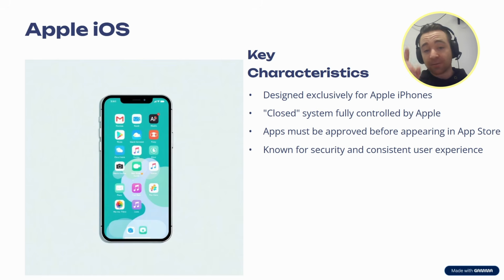Apple iOS is the first one we need to know about. Again, Apple, just like with macOS, Apple iOS is their operating system for phones. If you got an iPhone, you're using Apple iOS. The key characteristics of Apple iOS is that it is designed exclusively for Apple iPhones. It is proprietary to Apple. It is a closed system fully controlled by Apple.